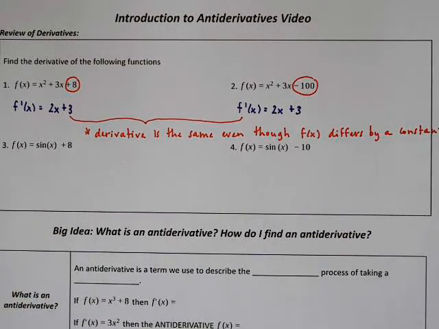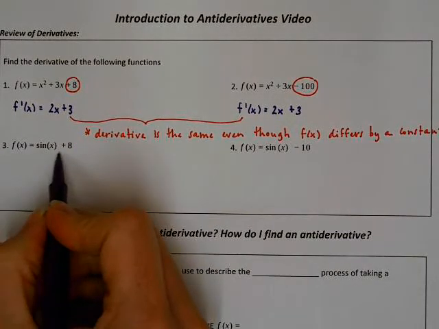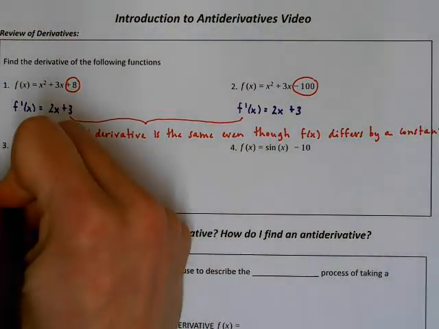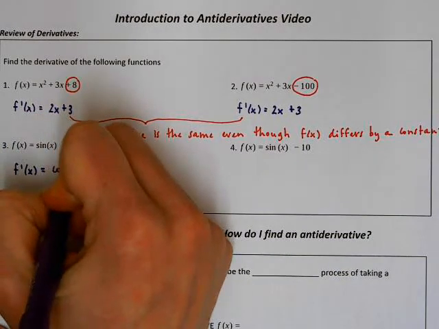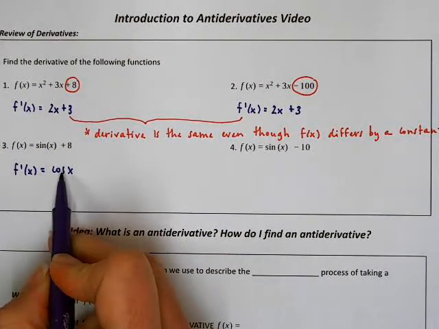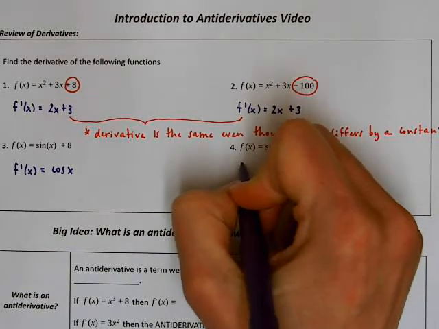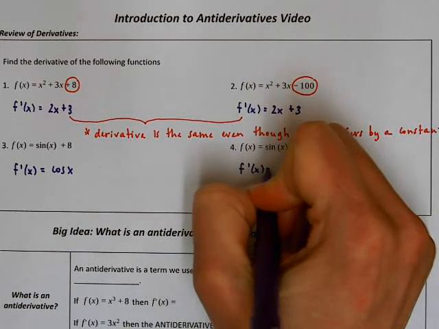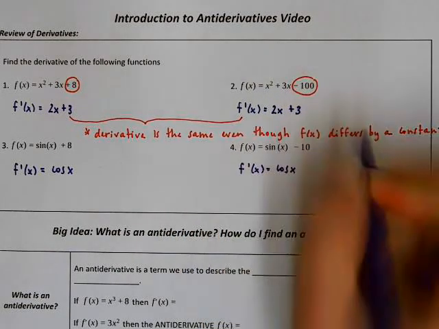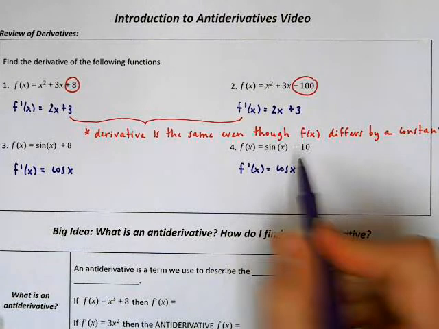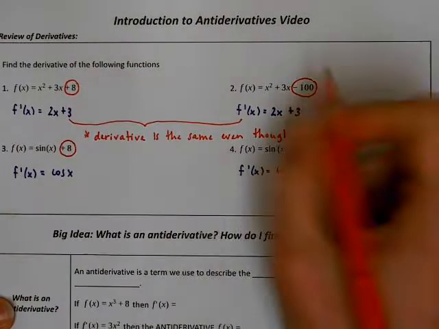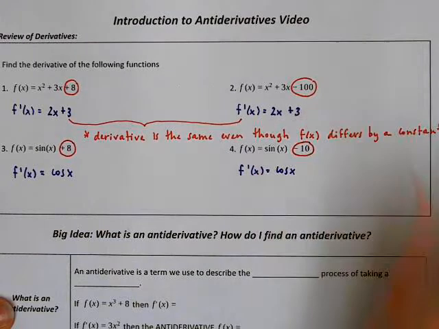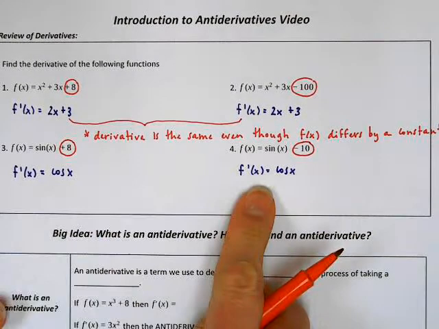Alright, so for number 3, now we've got a trig function here, our sine function. So our derivative of sine is cosine. So we have cosine of x, and again the derivative of 8 is just 0. For number 4, our derivative is going to be cosine of x, and again the derivative of that constant is 0. So even though we see again two functions that differ by a constant here, their derivatives are exactly the same.